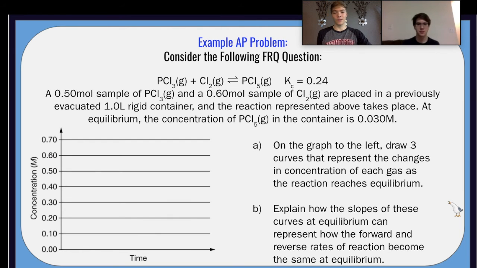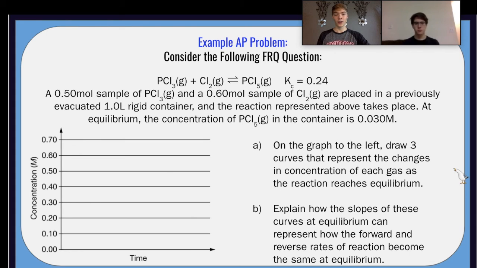All right, so here's another AP problem to consider, and this one's going to be an FRQ. Consider the following reaction: PCl3 plus Cl2 is at equilibrium with PCl5, and the K value, or the equilibrium constant, is 0.24. A 0.50 mole sample of PCl3 and a 0.60 mole sample of Cl2 are placed in a previously evacuated 1 liter rigid container, and the reaction represented above takes place. At equilibrium, the concentration of PCl5 in the container is 0.030 molar.